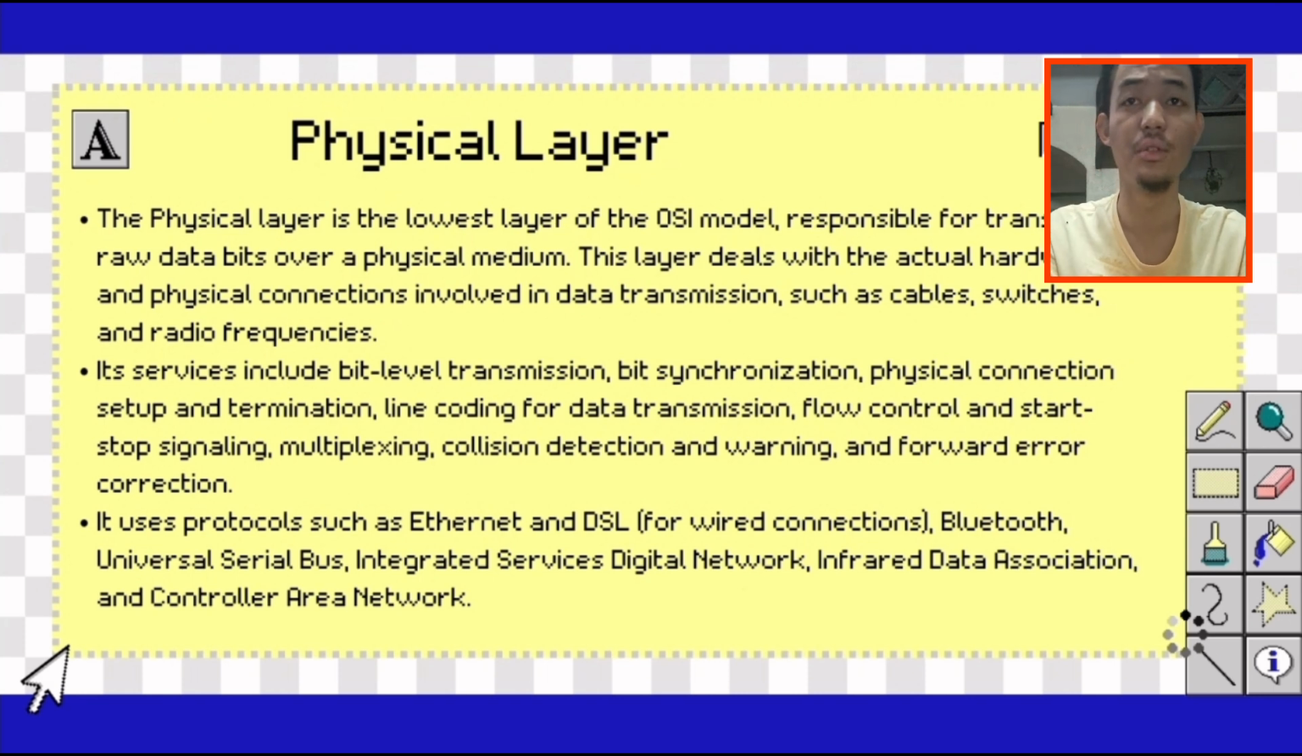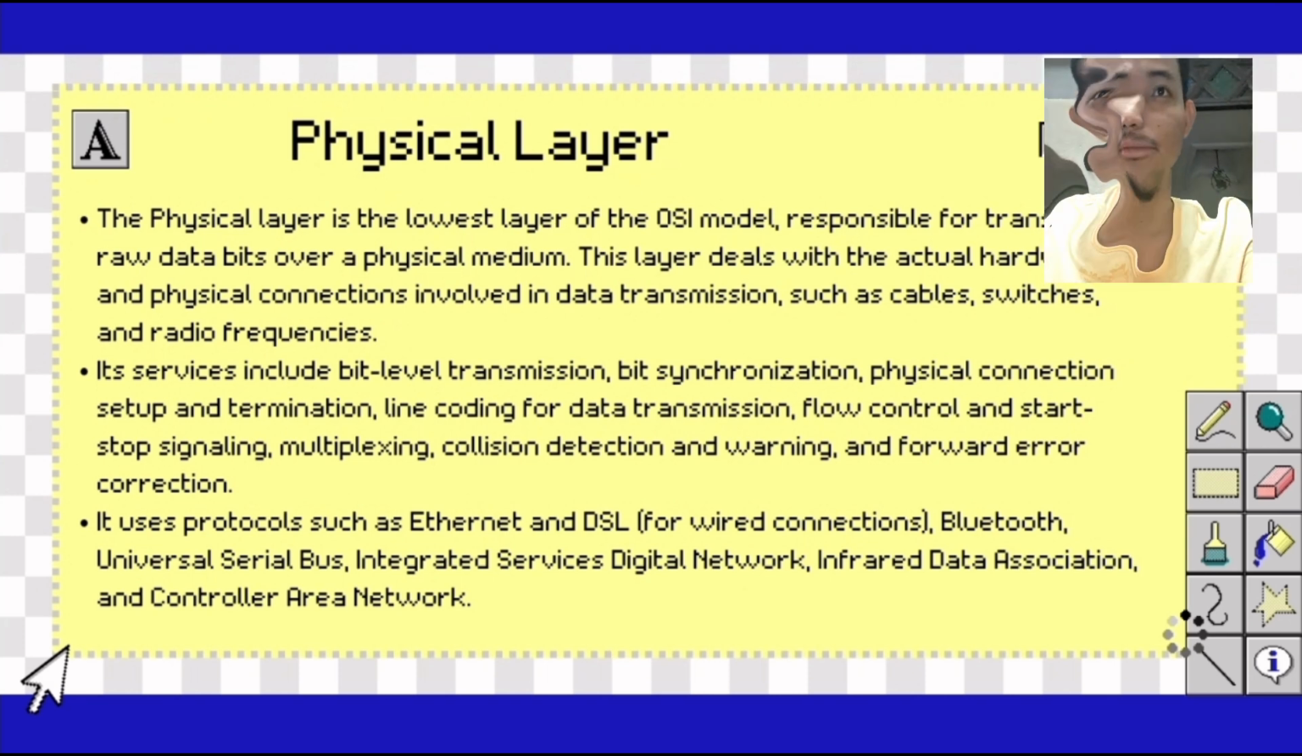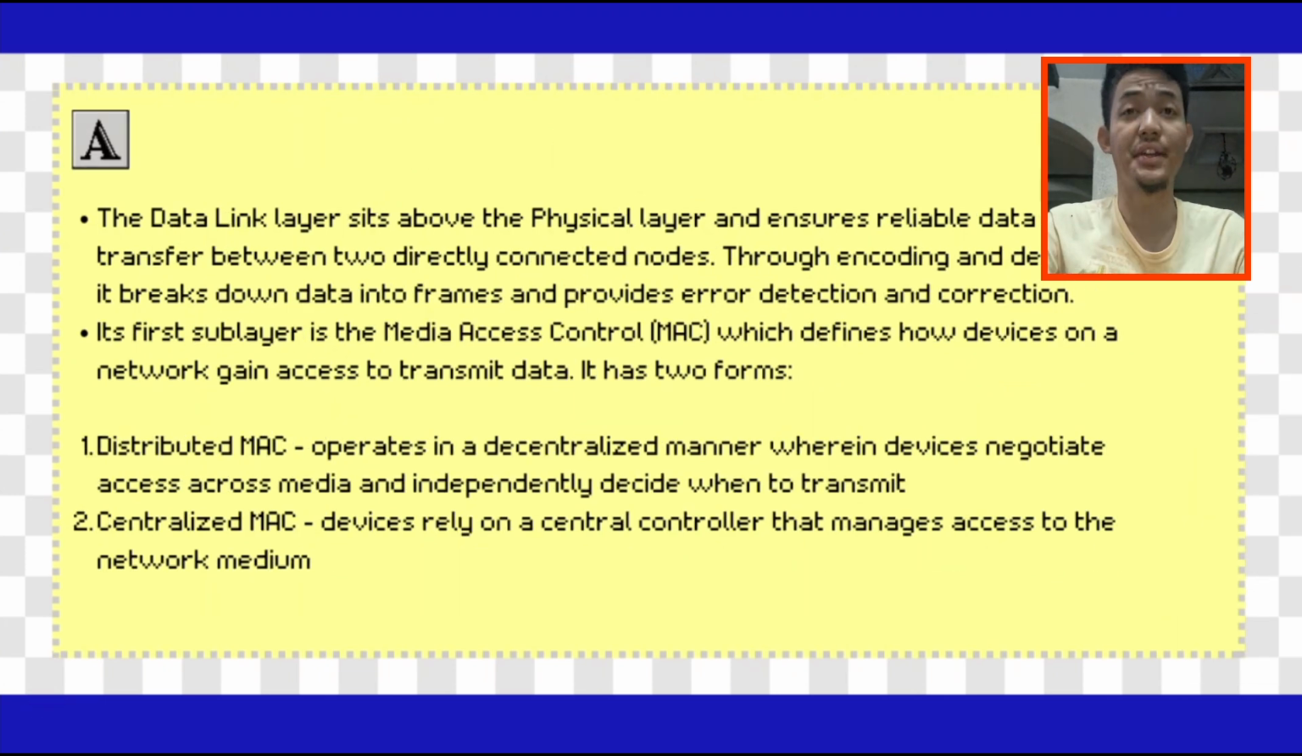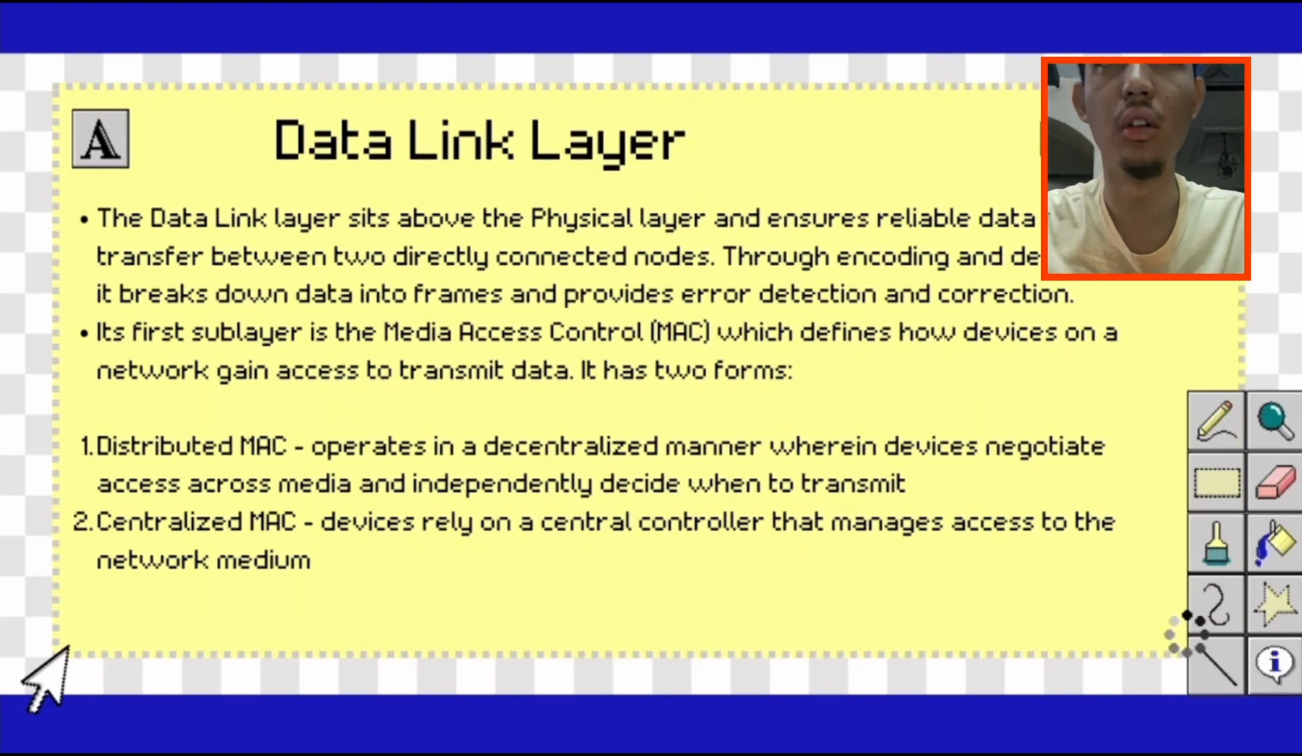The protocols it uses in order to implement its services include Ethernet and DSL for wired connections, Bluetooth, the USB or Universal Serial Bus, Integrated Services Digital Network for systems that do not involve DSL, also Infrared Data Association, and Controller Area Network. Now let us move to the second layer of the OSI model, which is the data link layer.